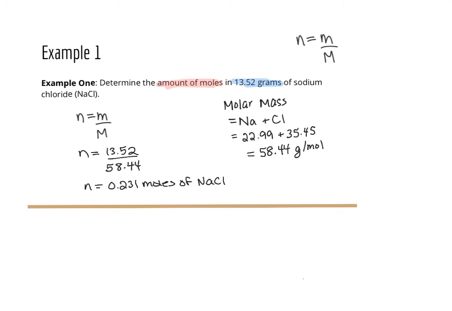One thing that people will ask is how many decimal places to carry, how many sig figs to carry. I'm not particular in grade 10, but in the IB program, you will be asked to carry as many as there are in the question. So if we look at the question, it says that there are 13.52 grams of sodium chloride, so that's 4 sig figs, so you'd be expected to carry that in your answer.